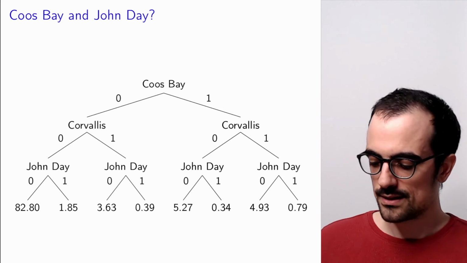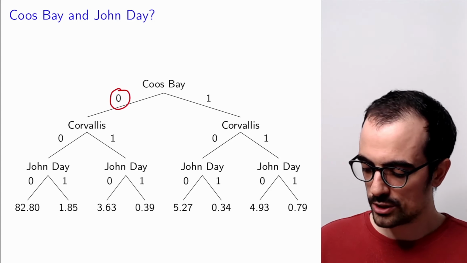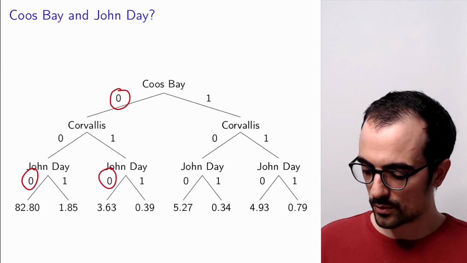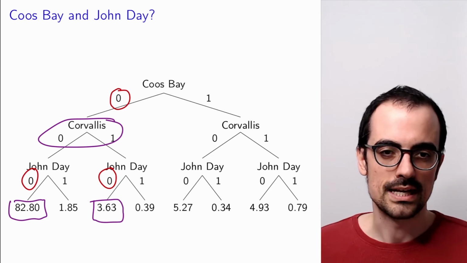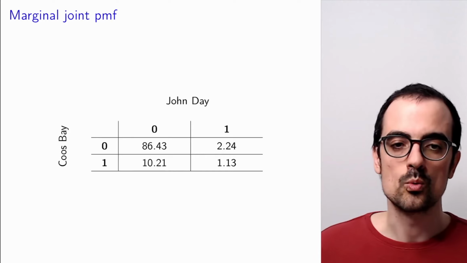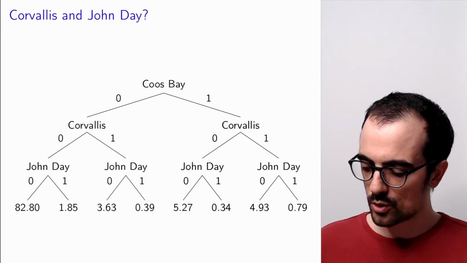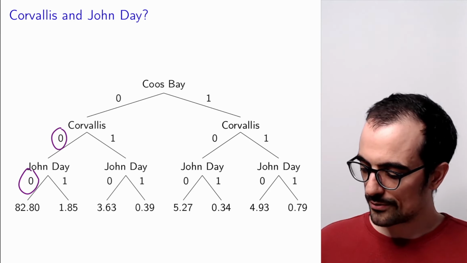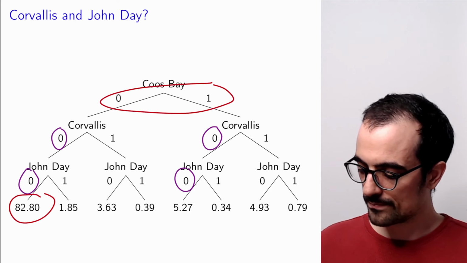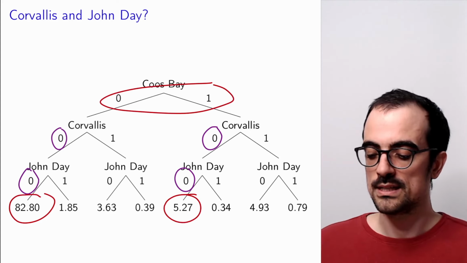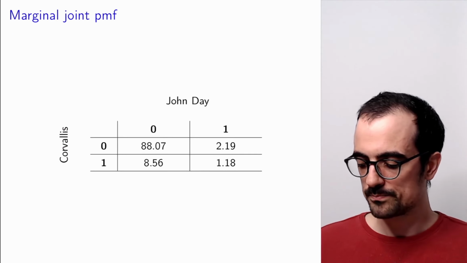What if we want Coos Bay and John Day? Well, it's a similar idea. Now we want Coos Bay 0, John Day 0. These are the two values for which that happens, so we sum over them. What are we doing? We're summing over Corvallis. Okay, so it's a very similar idea. We're going to end up with this marginal joint PMF. We want Corvallis and John Day, for example, Corvallis 0, John Day 0. We're going to sum over the two possible values of Coos Bay. So we always sum over the variable that we don't care about, if that makes sense. And we would get that value.